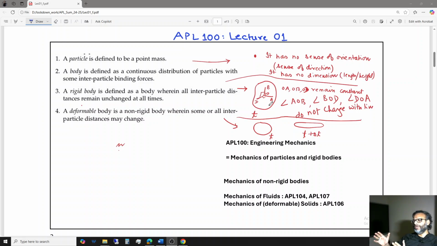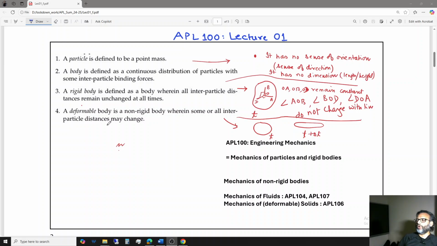Similarly, the distance between O and B, whatever it is, will remain unchanged at all times. Not only that, in a rigid body, the angle between the segments OA and OB, for example, will remain unchanged at all times. If initially the angle between OA and OB was 90 degree, it will remain the same at all times. And same goes for the other angles BOD and DOA. These observations follow from the definition of rigid body, the way I defined here.